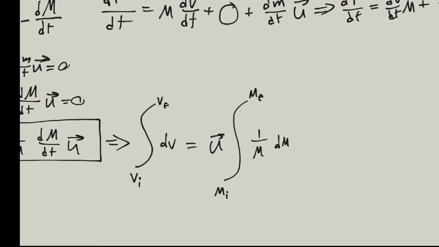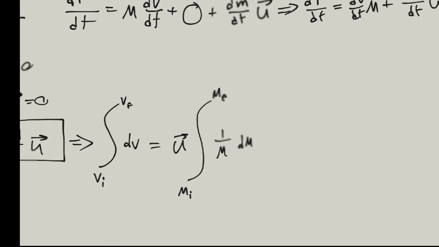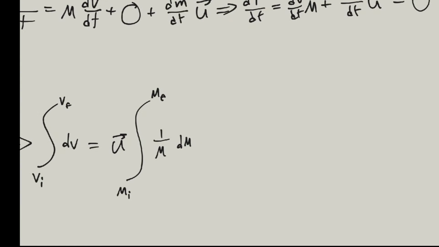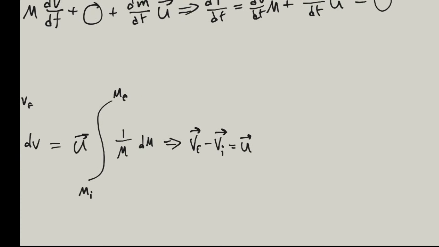Because of integral laws, this is simply going to be vf minus vi equals u times the natural log, ln, of the final mass divided by the initial mass. Okay?